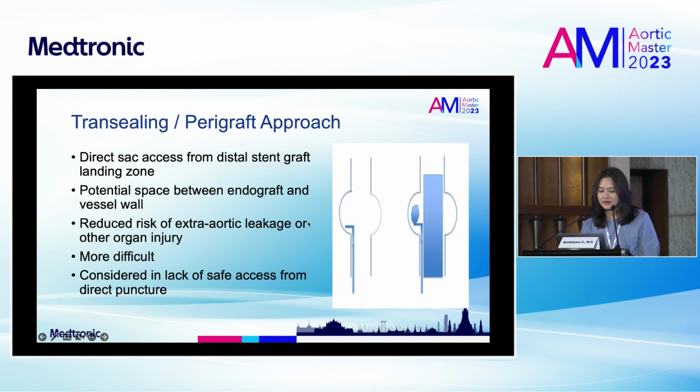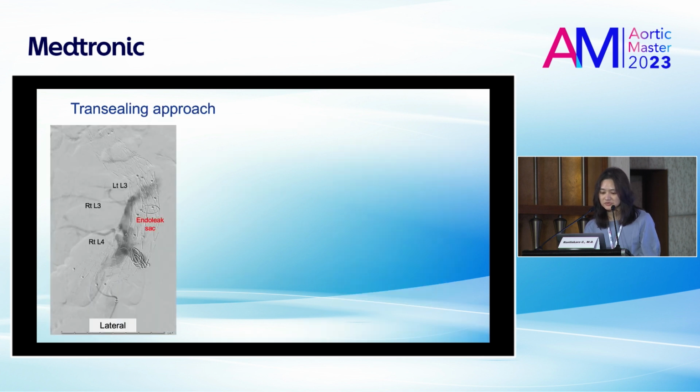It's direct sac access also, but from the distal attachment of the graft through the potential space between the graft and the arterial wall. It can reduce the risk of extra-aortic leakage or other organ injury because it goes intravascularly, but it's quite difficult because you need a stable catheter to engage this very small potential space. So we consider using it in a case of lack of safe access from direct puncture.